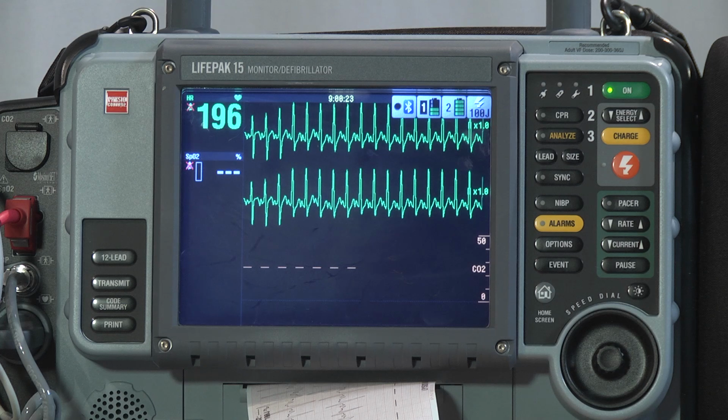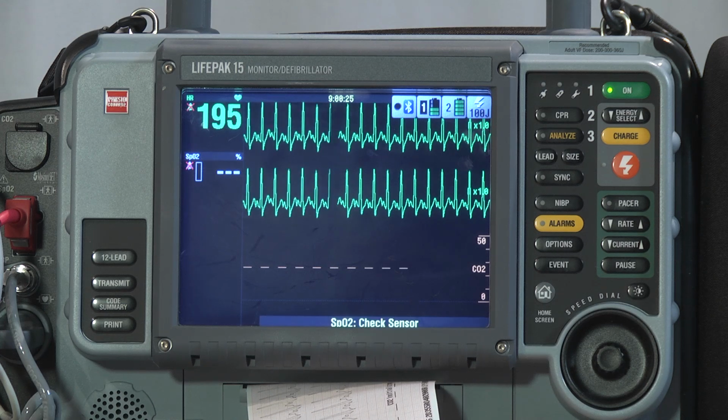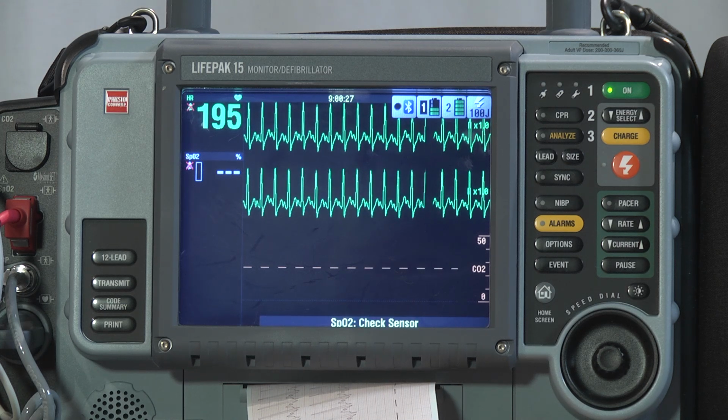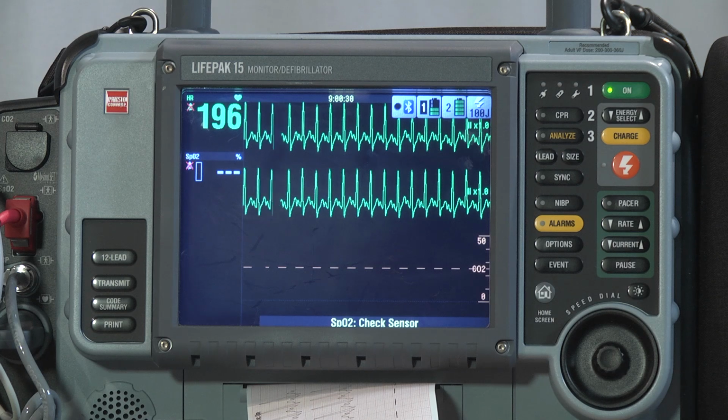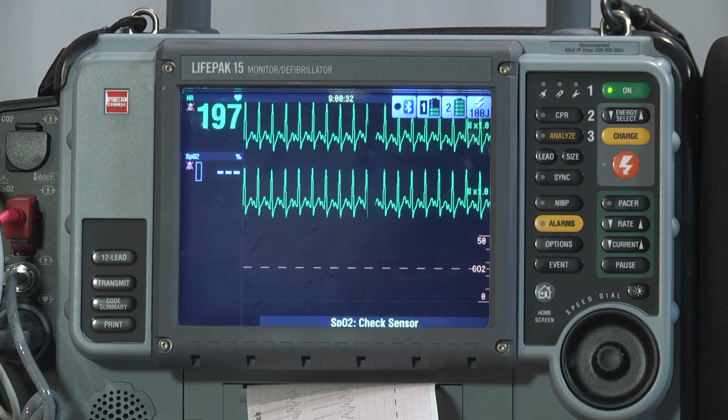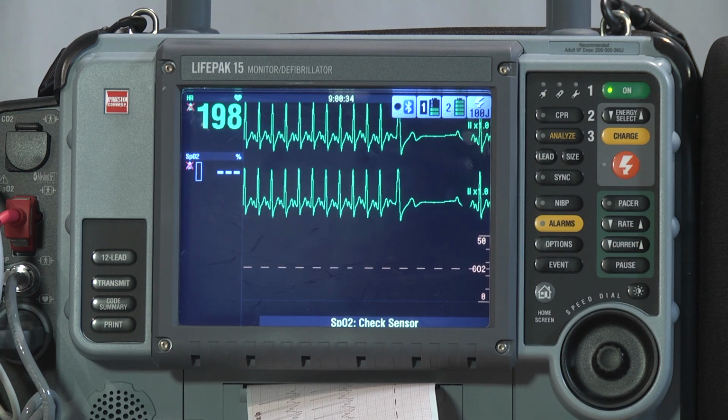Reassess the rhythm and patient after application of energy. Ensure patient is continually monitored and apply subsequent synchronized cardioversions as necessary.